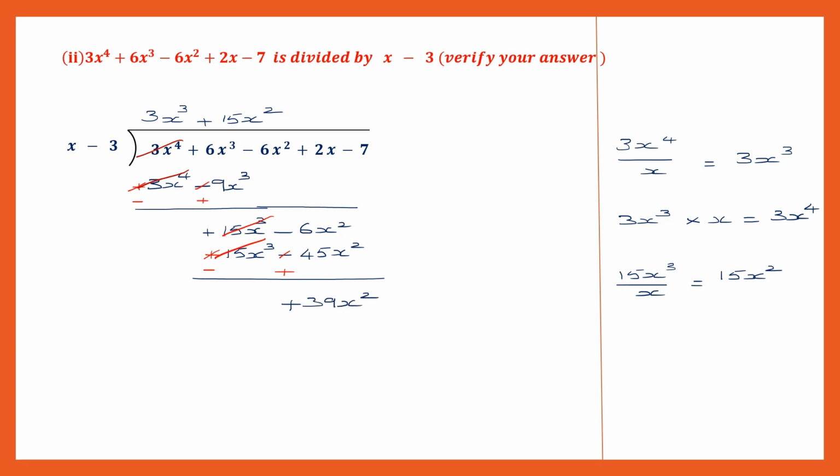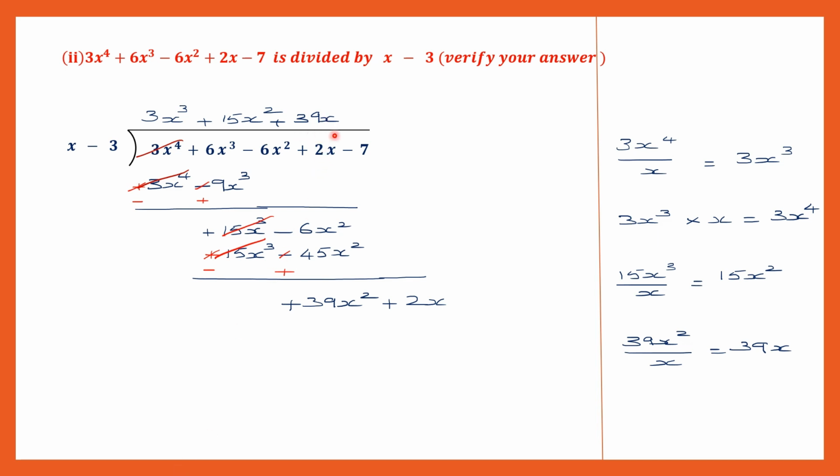Now we bring down the next term, which is plus 2x. We have to put it down here. So let's write that. So that will be plus 2x. So again, we take the first term of the dividend divided by the first term of the divisor. So we have 39x square divided by x. The number is 39. x square by x is x itself, 2 minus 1. So write that in your quotient. So that is plus 39x.